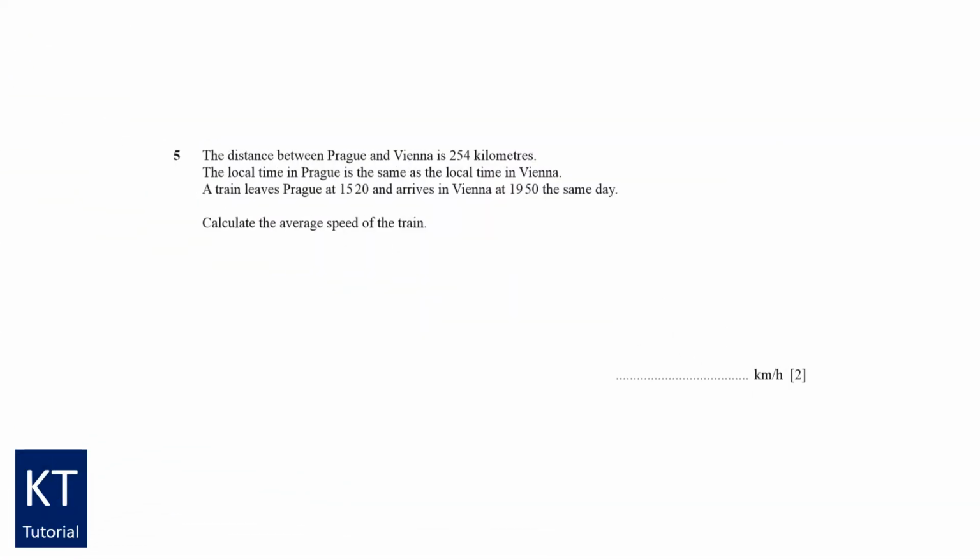Question 5. The distance between Prague and Vienna is 254 kilometers. The local time in Prague is the same as the local time in Vienna. A train leaves Prague at 15:20 and arrives in Vienna at 19:50 the same day. Calculate the average speed of the train. The clocks tell us that the total time of travel is 4.5 hours. The average speed is therefore 56.4 kilometers per hour.